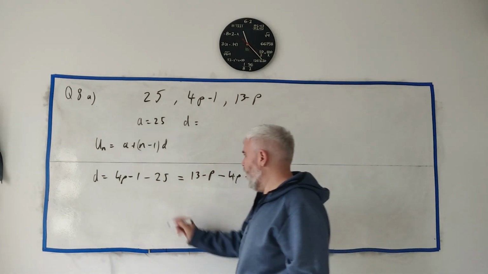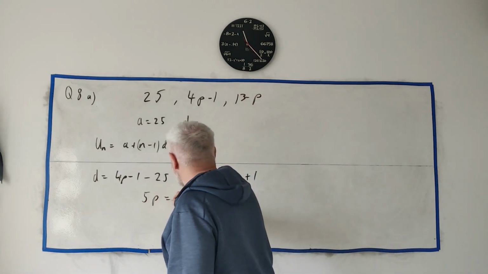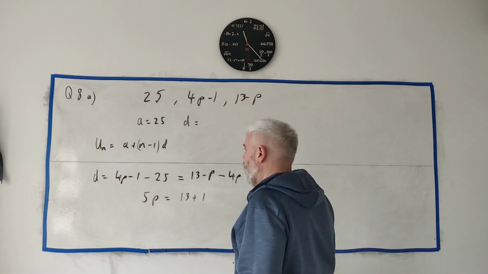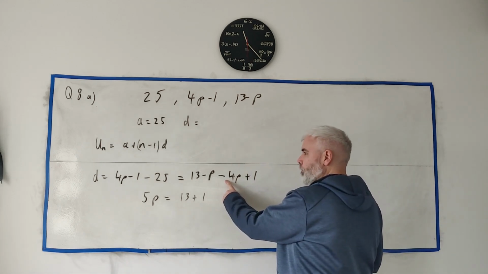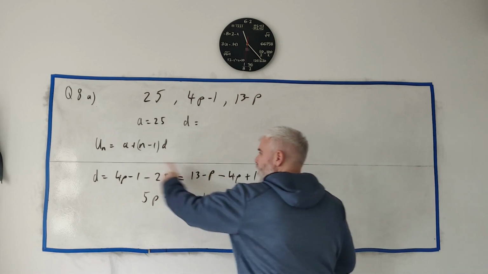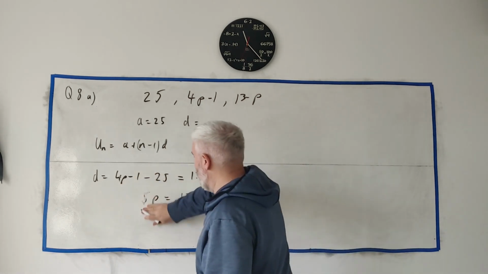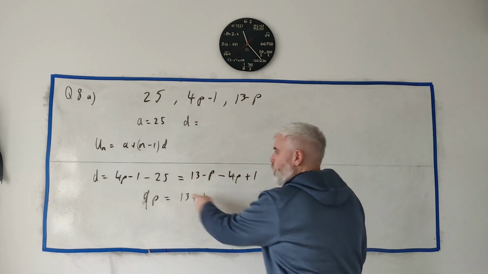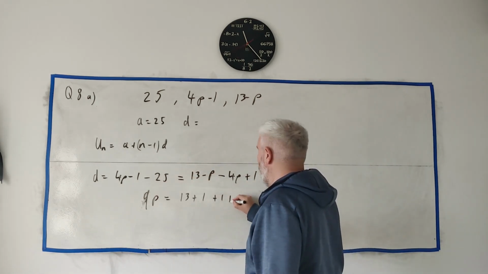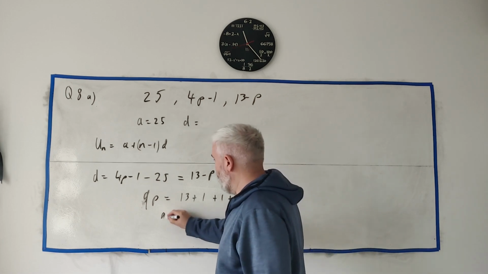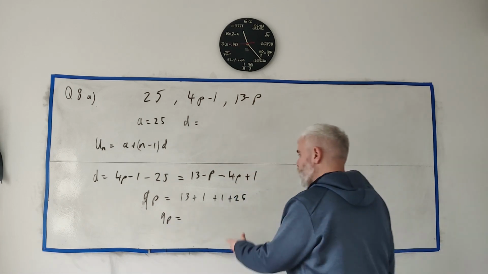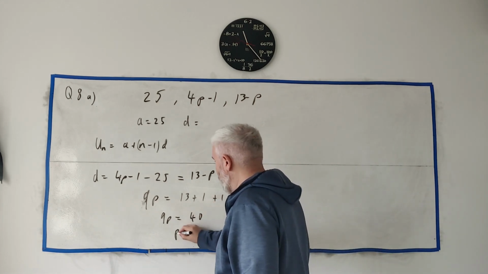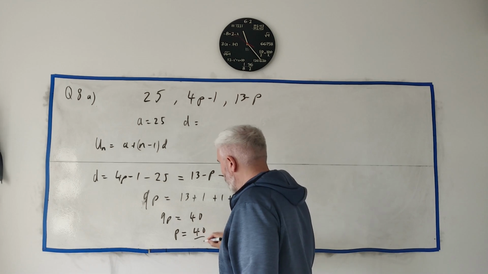Get all the p's on the left, we'll have 5p. All the numbers on the right, let's say 13 plus 1. Oh, sorry, I miscounted a p. All the p's on the left would be this one plus another 4. So 9 p's on the left. All the numbers, 13 plus 1 plus another 1 and plus 25. So we get 9p is equal to, what's that, 40. So p is equal to 40 over 9.